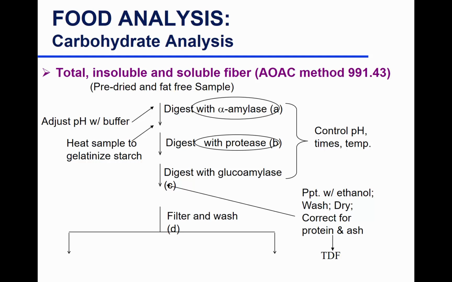You want to make sure you correct for protein and ash, because you might have some remaining proteins and ash with your fiber. So you want to correct for that, meaning you determine the amount of protein, you determine the amount of ash in that final residue that you have collected, and you subtract the weight of the protein and the weight of the ash, so that you only have the weight of the fiber. It's a very important step to correct for at the end, and then you get your total dietary fiber.